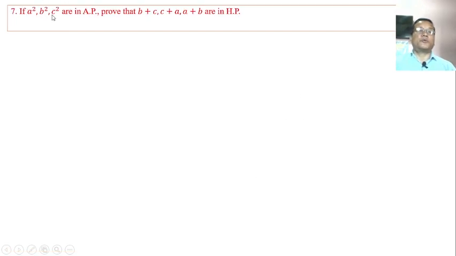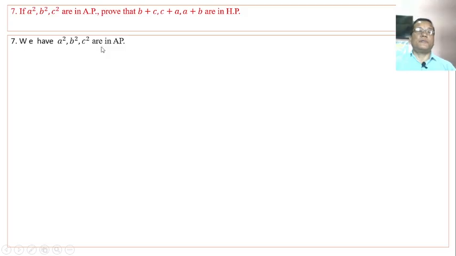If a square, b square, c square are in AP, prove that b plus c, c plus a, a plus b are in HP. Since they are in AP, second term minus first term equals third term minus second term, which simplifies.